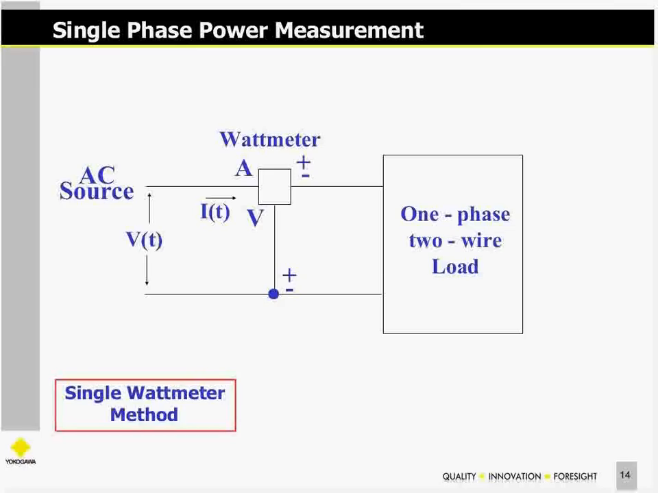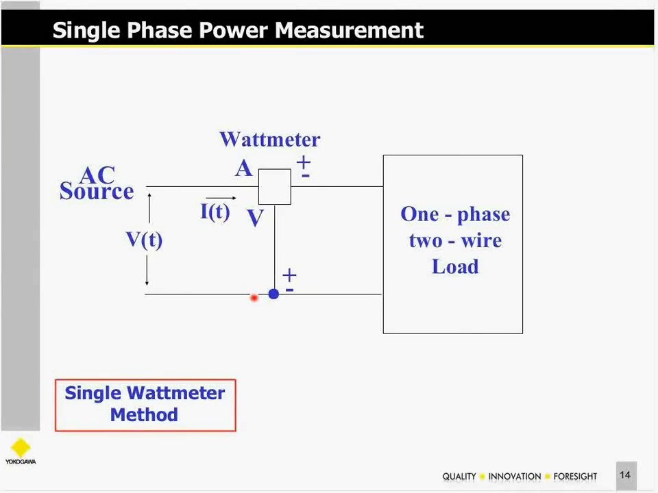So let's look at our method of measuring power. If we have a box, it's a single phase, two-wire load. We got two wires coming out of it. Very simple connection with our watt meter. We're going to measure the current in series, and we're going to measure the voltage from line to line.